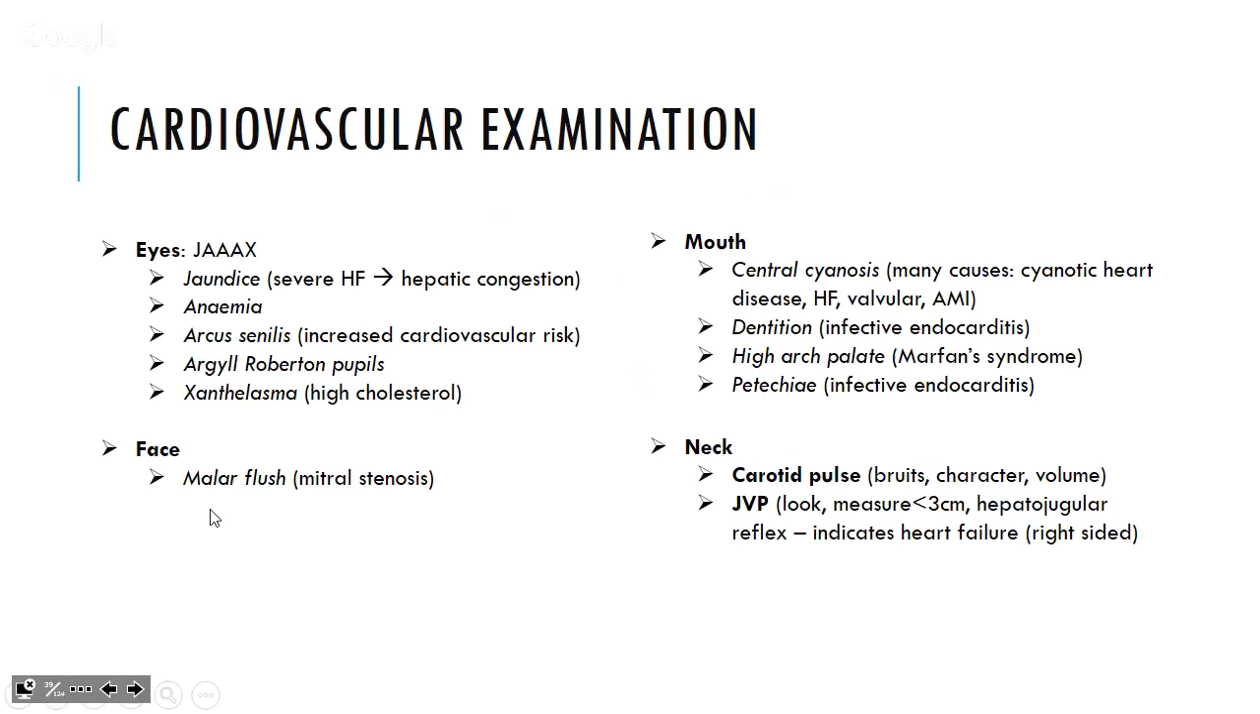And then for face, just mention malar flush, which is for mitral stenosis. For the mouth, just checking for central cyanosis, dentition, high arched palate, which is for Marfan's, and petechiae, which is for infective endocarditis. And then at the neck, it's always good to do carotid pulse. So usually listen to the carotid pulse first, listen for any bruits, and then feel for it, for character and volume, and then do JVP.